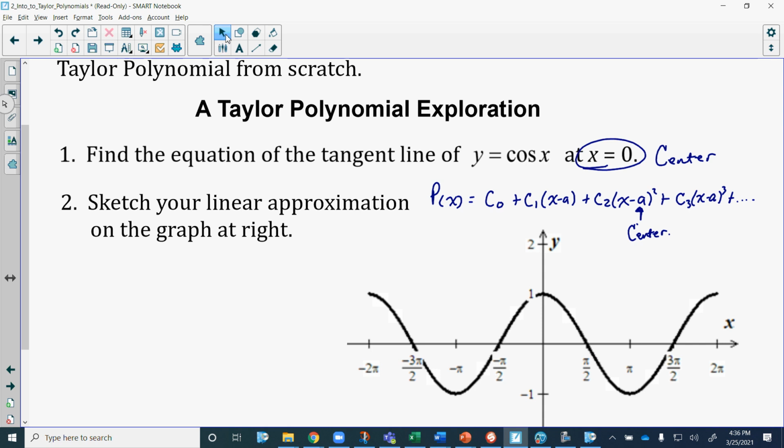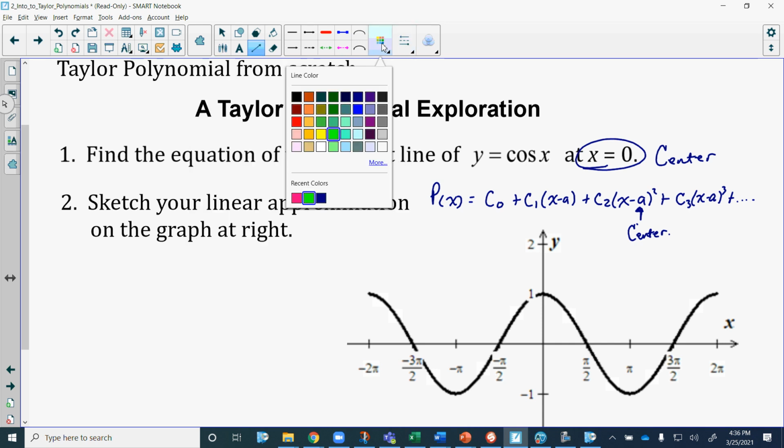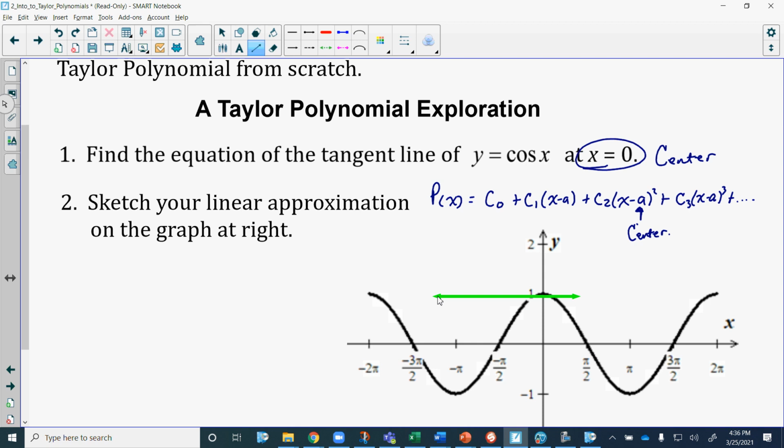In this case, the slope of the tangent line at x equals 0 is going to be something like this. I need to move that up just a bit. There we go. Find the equation of the line. Well, that equation would just be y equals 1. So we'll go ahead and put it here. y equals 1. Sketch the linear approximation, okay, I just did. That's just that horizontal line there.